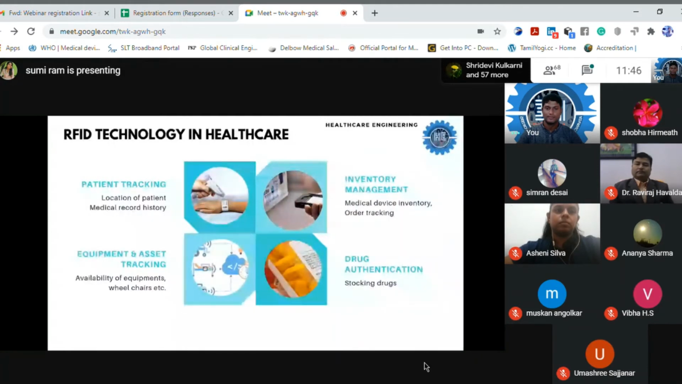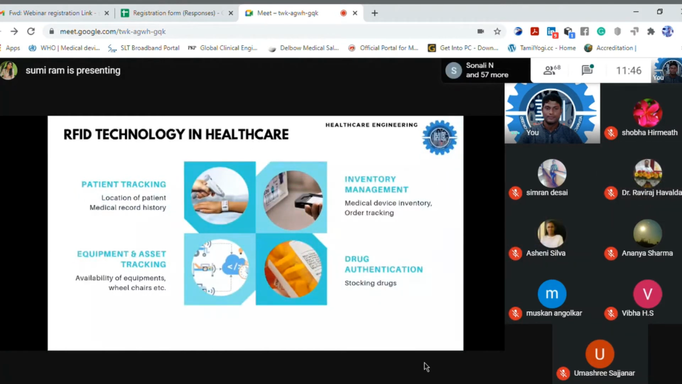And the final one is drug authentication. This involves checking drug stocks and ensuring that patients receive the correct medication on time. This also prevents the counterfeiting of drugs.